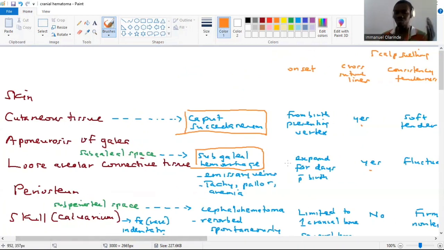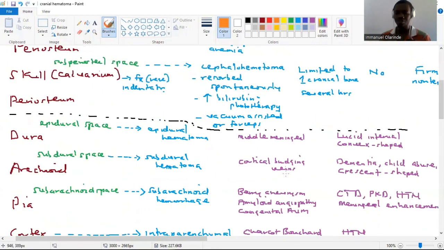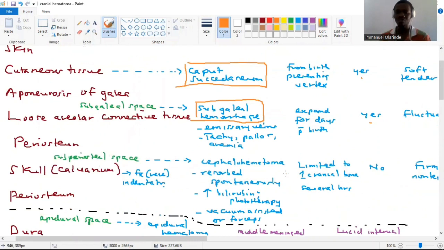Then if we go deeper, we get to the subperiosteal space. If blood accumulates between the periosteum and the calvarium, that's going to be cephalohematoma. So blood accumulating between the periosteum and the skull calvarium will be cephalohematoma. This is also usually seen in neonates shortly after birth.